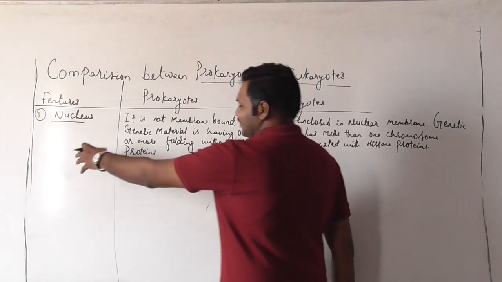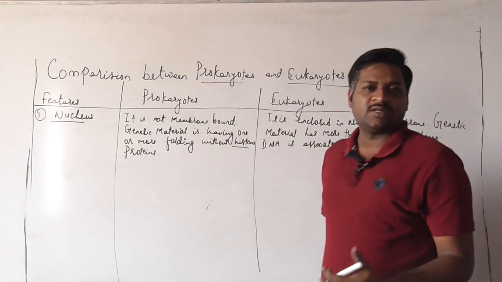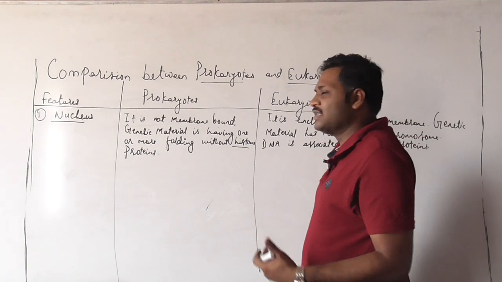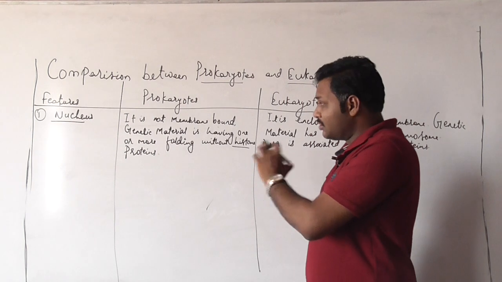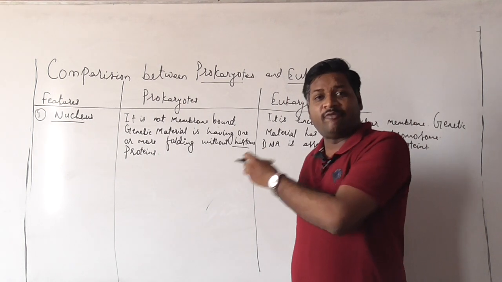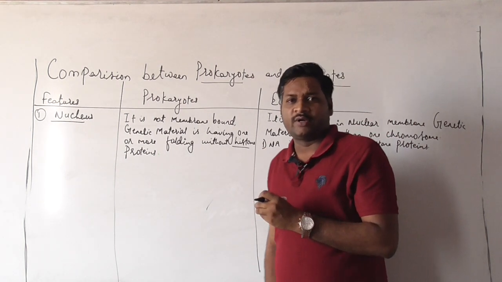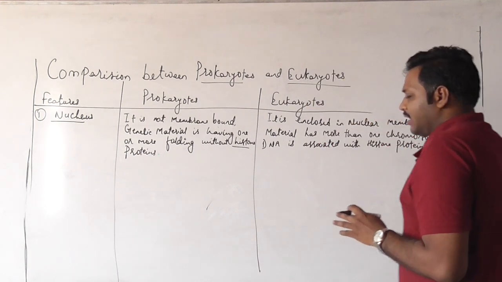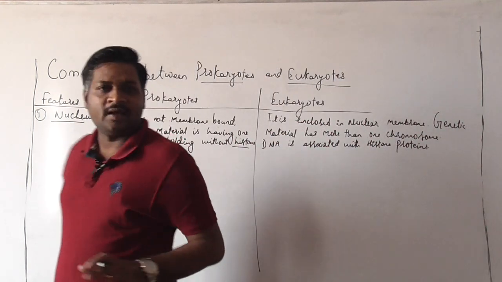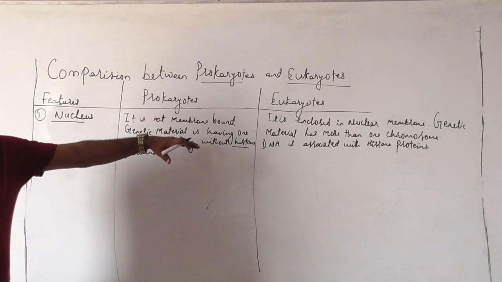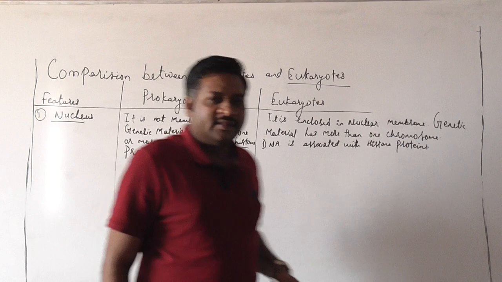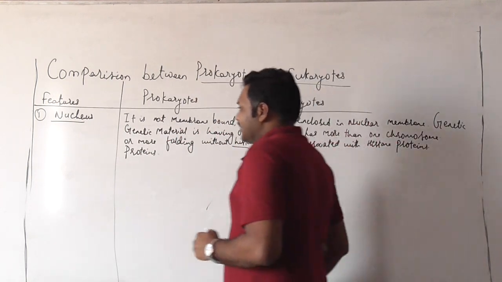Okay, so presence or absence of nucleus, on the basis of which we can also classify the type of cell, that is the prokaryote and eukaryote. So this is the basic difference between the prokaryote and eukaryote. Okay, just write down this. So you can pause the video in between and you can note down the points. Okay, so you can write this.